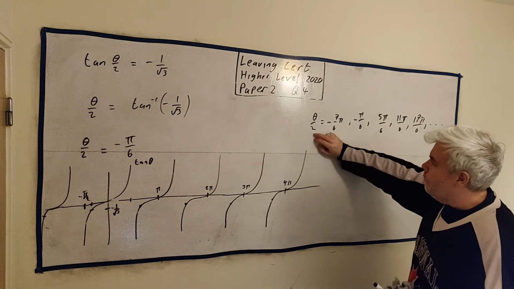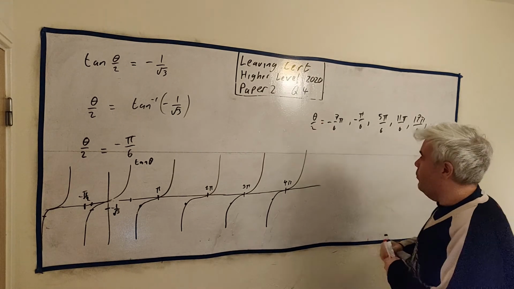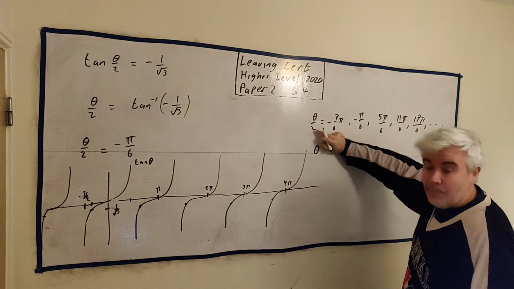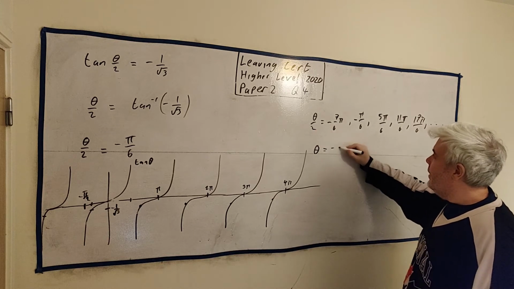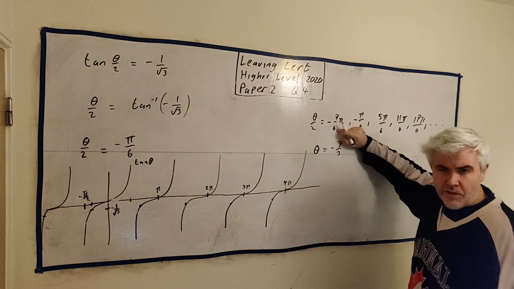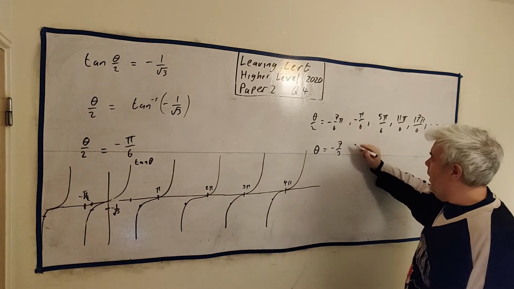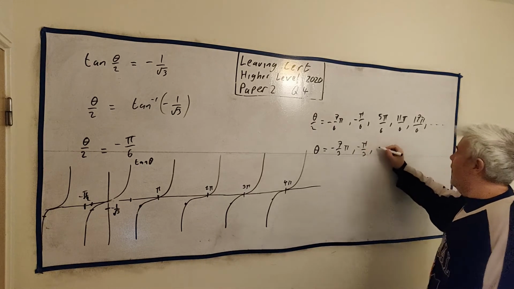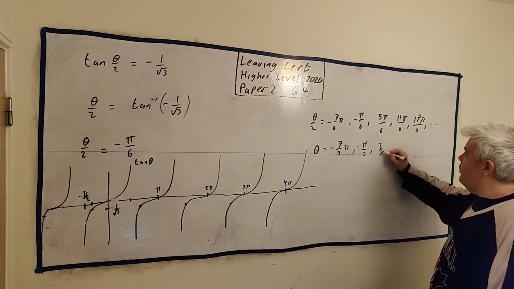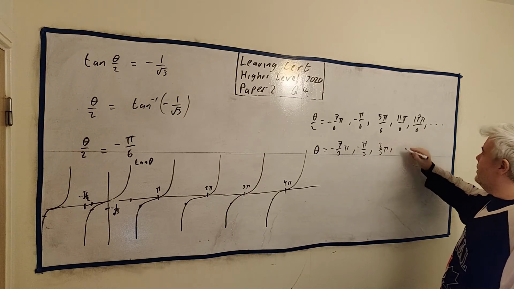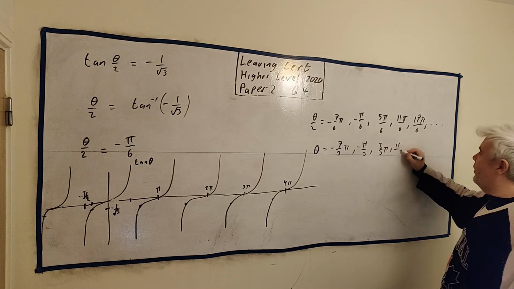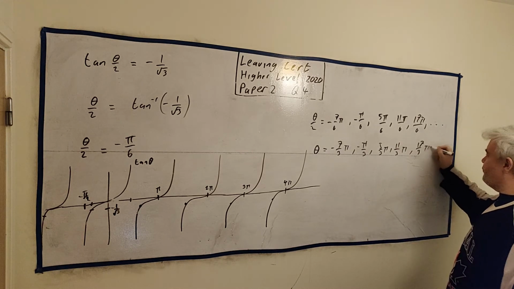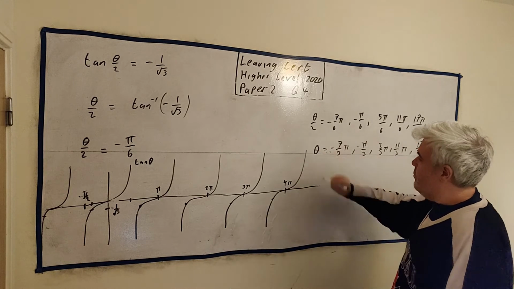Okay, now we need to realize we're not looking for theta over 2, we're actually looking for theta. But there are multiple answers here, so let's just multiply them all by 2. So we'd get minus 7 over 3 pi. Multiplying by 2 is like dividing the bottom by 2. So minus pi over 3, I'll just write another couple, 5 over 3, and let's see, 11 over 3 and 17 over 3. And this is going on forever in both directions as well.